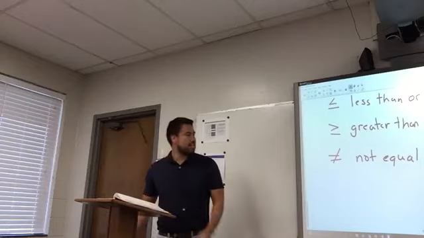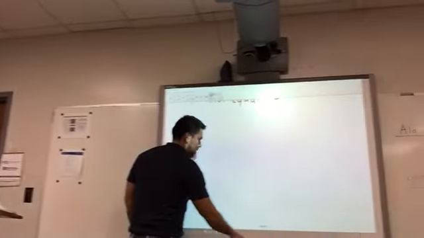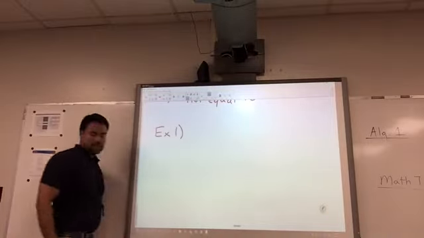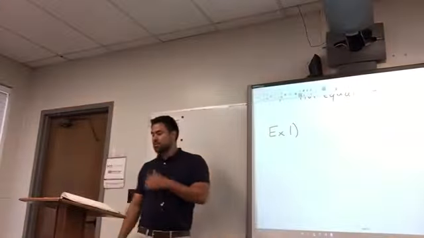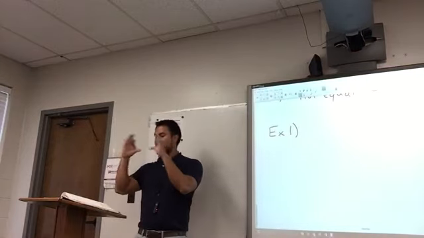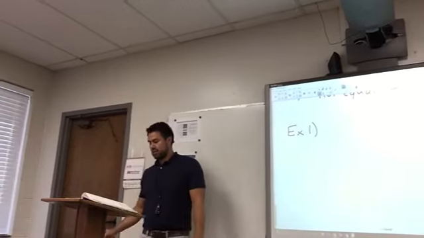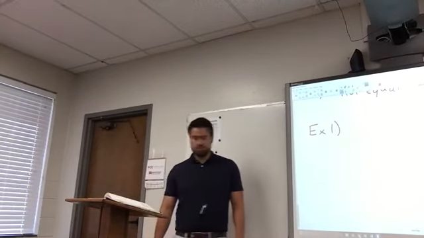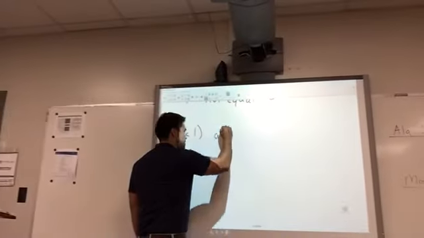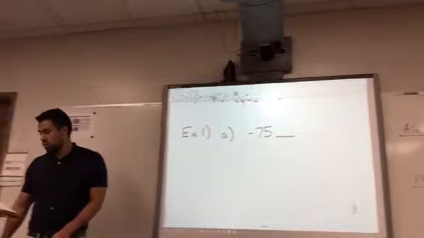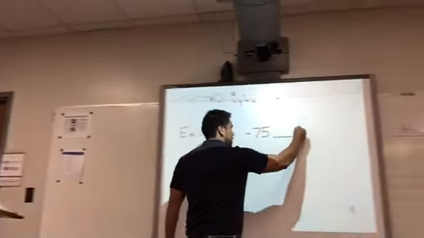Okay, so we're going to go to example number 1, and we're going to see just how this works out in your assignment. It's really not that bad, thankfully. It just says, this is page 94, replace each blank with less than, greater than, or equal to make each sentence true. So you have A, negative 75 compared to 13.